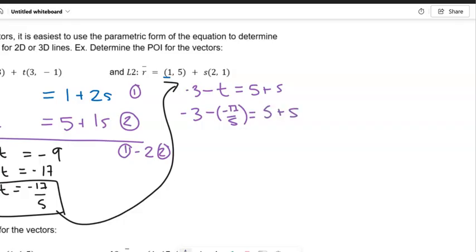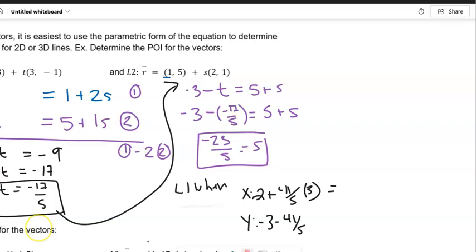Okay, -3, well, let's take away 5 first, is -8, and -8 take away -17 over 5. I'm just going to do that on my calculator. I'm going to get 23 over 5 is s. Okay, so now I know how many steps each line needs to go. And so now I need to actually figure out this point of intersection.